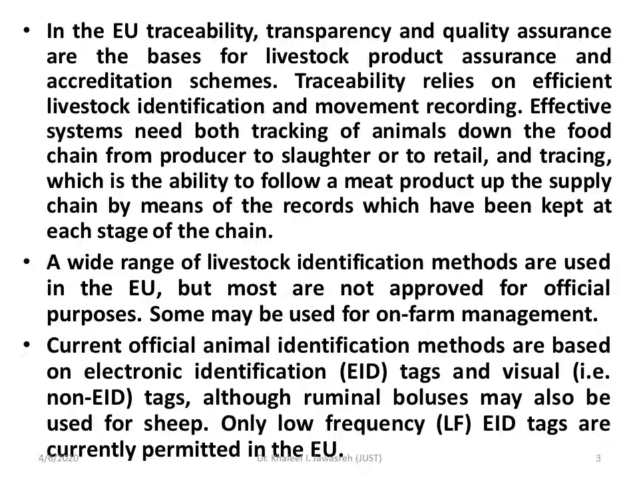Traceability relies on efficient livestock identification and movement recording. An effective system needs both tracking of animals down the food chain, from producers to slaughter or to retail, and tracing, which is the ability to follow a meat product up the supply chain by means of the recording system or records which have been kept at each stage of the chain. This is also another issue.